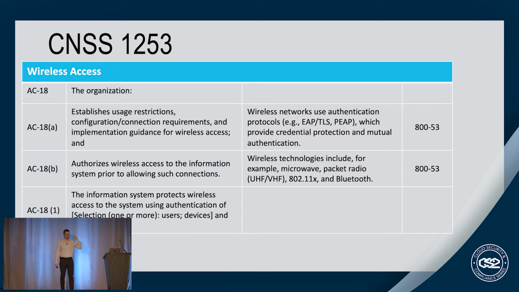I had enough room to actually put up a core 853 control and its security enhancement because there's two CMMC practices addressed here. So this is for wireless access. AC-18 a and b says, first of all, you have to come up with some usage restrictions and configuration requirements, all this good stuff for wireless connectivity. And then you actually have to authorize access to the system. And then security enhancement 1, you have to protect that wireless access using authentication of, and you've got a selection to make, either users or devices or both, and then you have to use encryption as well.